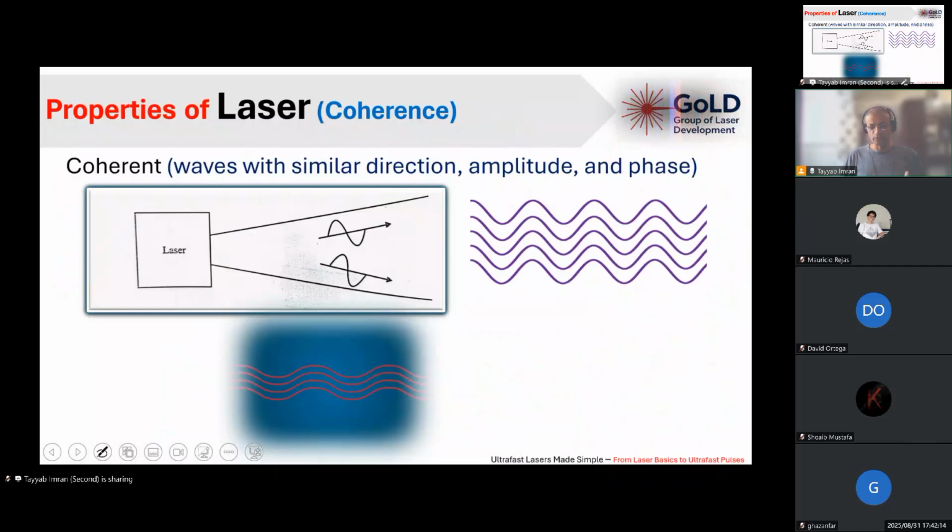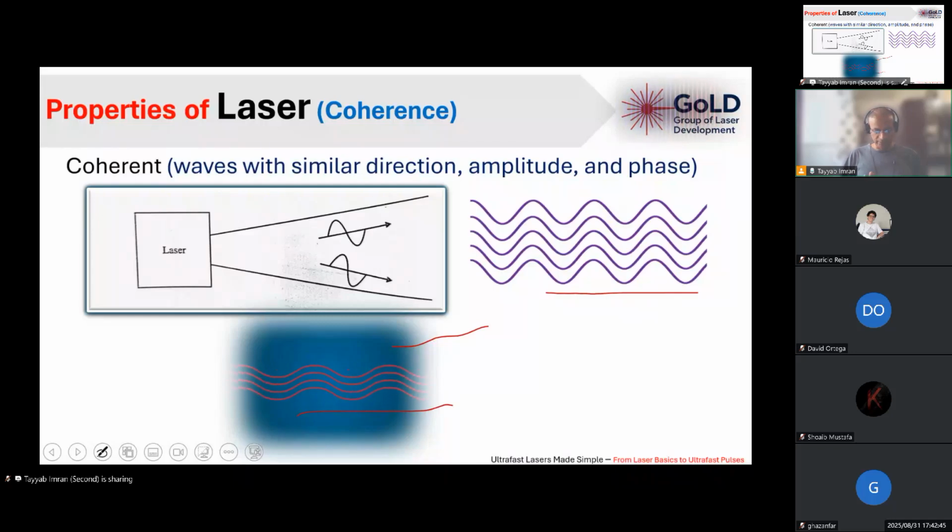Waves are supposed to be traveling in a similar direction, with similar amplitude and similar phase. So this is the example here. And if you see the animation, in the case of perfect coherence, the waves are supposed to move like this, which is also, again, an extremely ideal case.